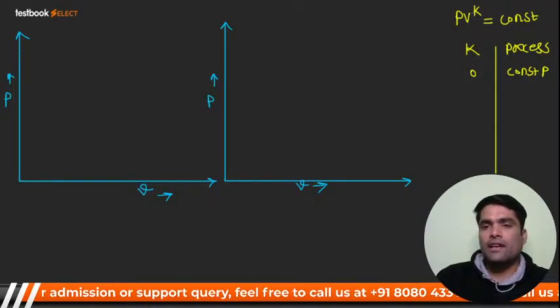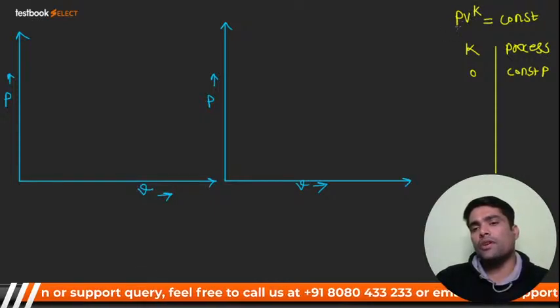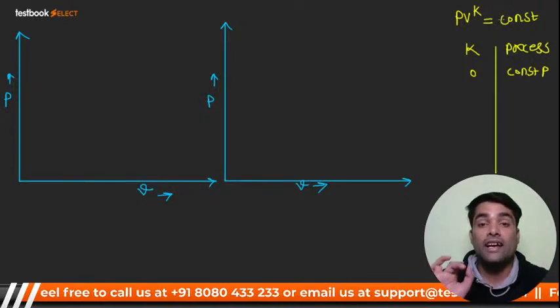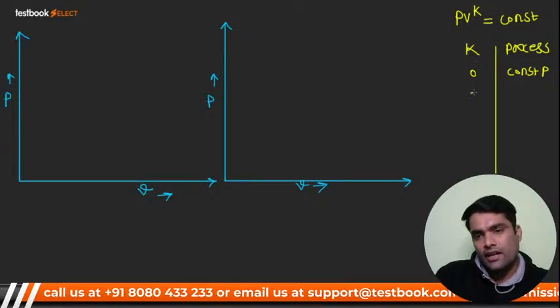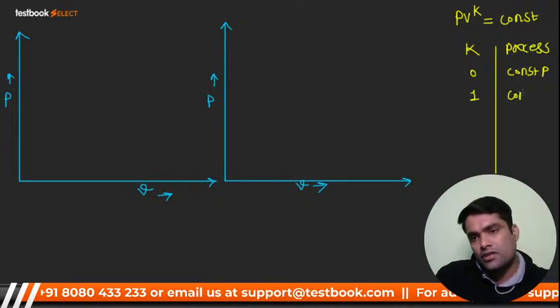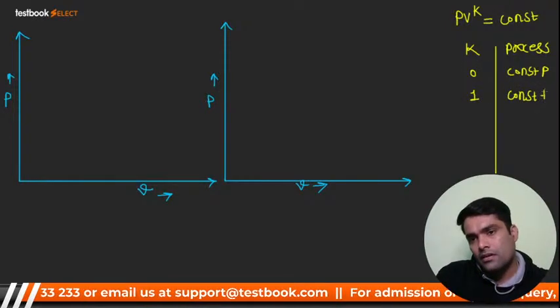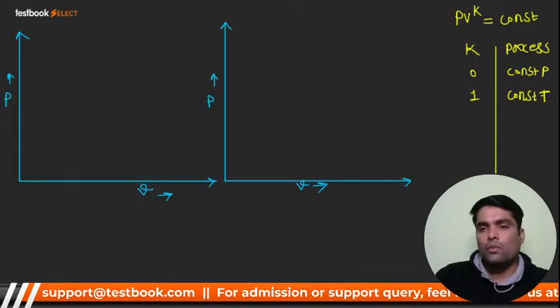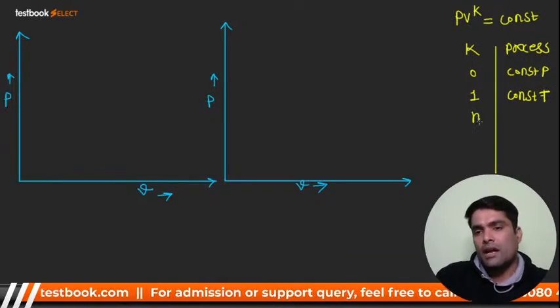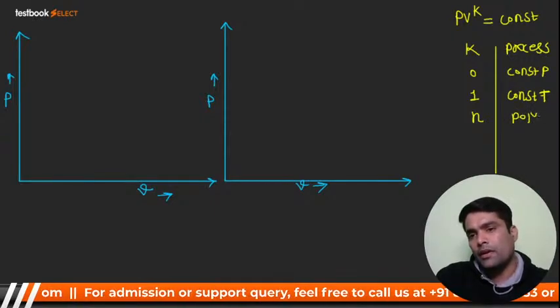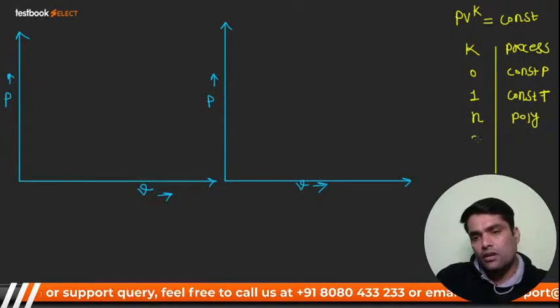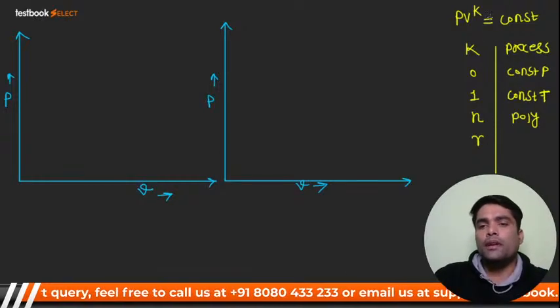Suppose, my dear, if I take the value of k is equal to 1, so it should be what? PV equal to constant, and PV is equal to constant is nothing but isothermal. All right, so if I take 1, that means constant temperature, right my dear? If I take the value of k equal to n, it should be polytropic. If I take the value of k as gamma, it is nothing but adiabatic.